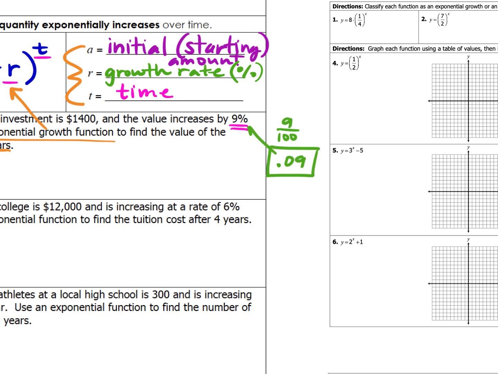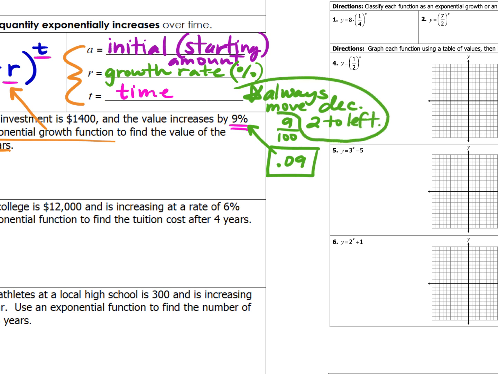Okay, so you are always going to write your percents as the decimal, which means, rule of thumb, you are always going to move your decimal point 2 to the left. So maybe you want to just make a note of that. Whatever percent they give you, move your decimal point 2 to the left, and that will be the number you want to work with. Okay.